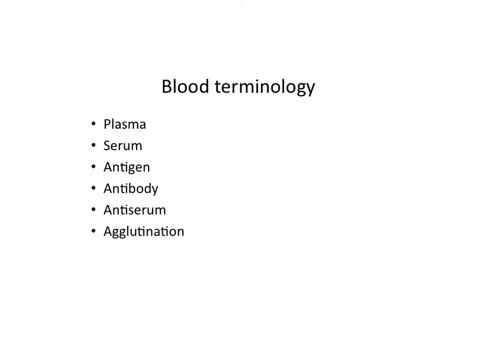Okay, the anti-serum, we talked about that, and how that's the response if you elicit the serum into, say, a rabbit in order to get the anti-serum, which will have the antibodies from that in there. And then agglutination is the clumping.